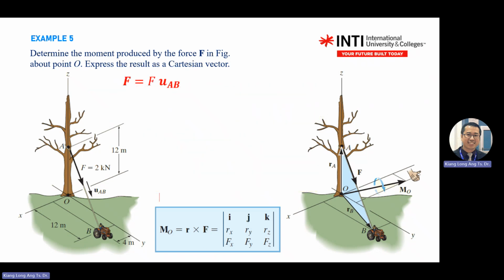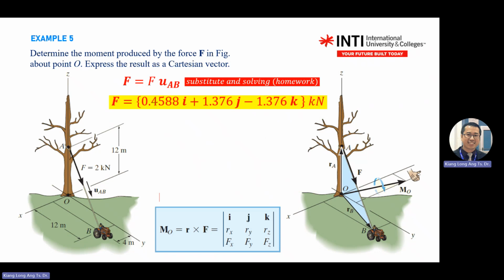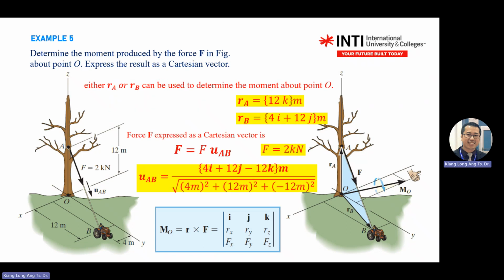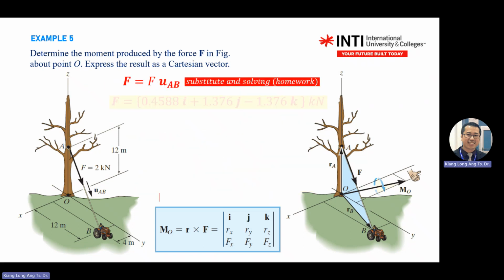Okay. So once you find that one, you substitute, you multiply. Okay, this one you get one answer. You multiply inside here, means you bracket, multiply the constant value 2k. You get ijk. You get this form, means the force in the vector form: magnitude in x direction, magnitude in y direction, magnitude in z direction.